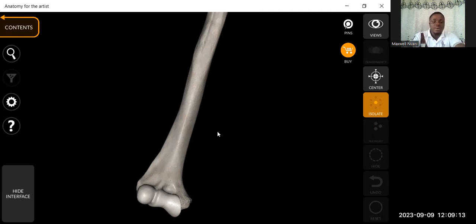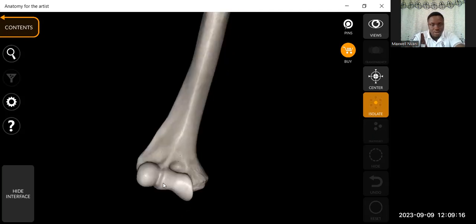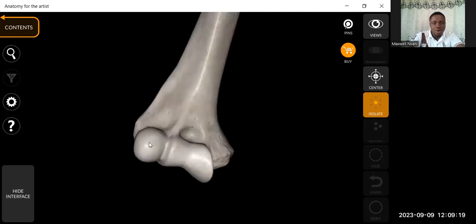The articular part is, one, the capitulum. You can see this rounded portion here where my cursor is. This is called the capitulum. It articulates with the head of the radius. Now this other portion here, medially, is the trochlea, which articulates with the ulnar bone, the trochlear notch of the ulnar bone.